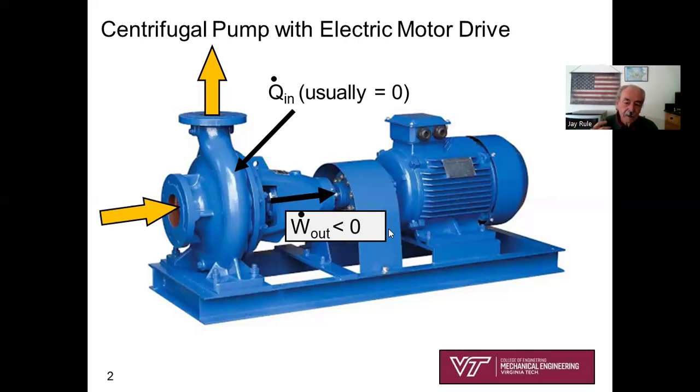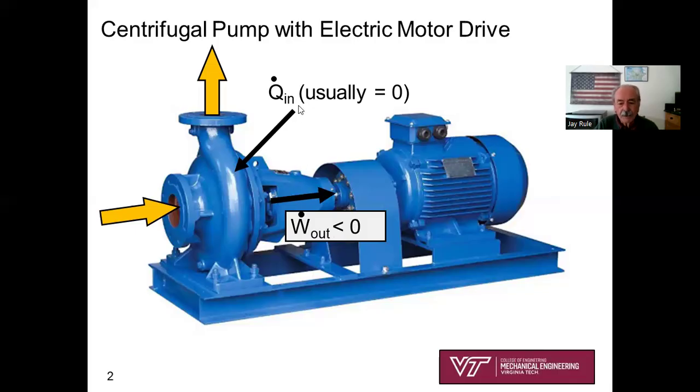And that's the discipline that I use when I'm labeling my sketches. I always show W dot going out, but when power is required, like a pump, it's going to be a negative number. Power is required by the pump. And I don't choose to depict a sketch by saying W in.